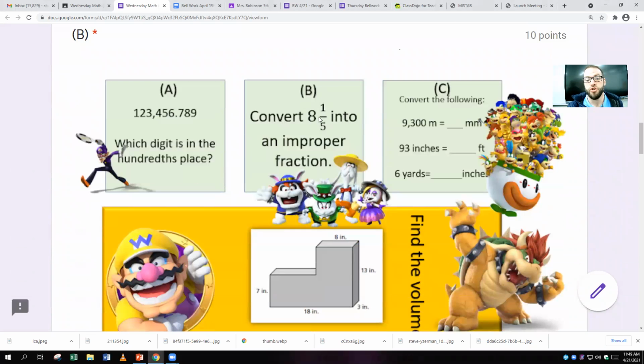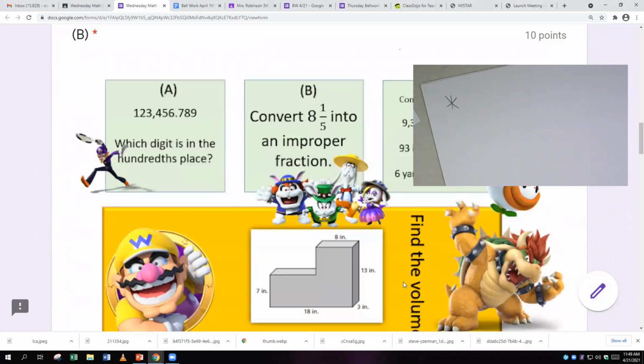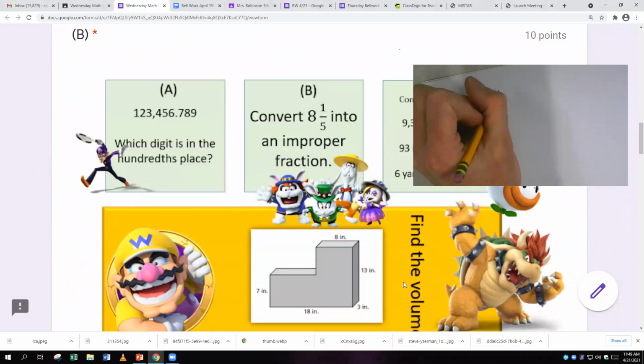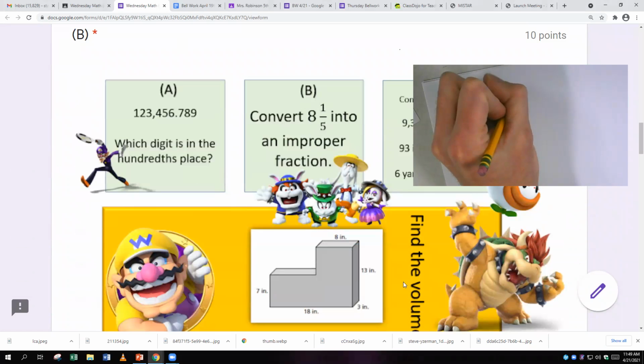Next question. Turn it into an improper fraction. Well, remember, ladies and gentlemen, to turn into an improper fraction, you have to take your whole and say, I don't want you to be a whole anymore. We have 8 and we have a 5th.